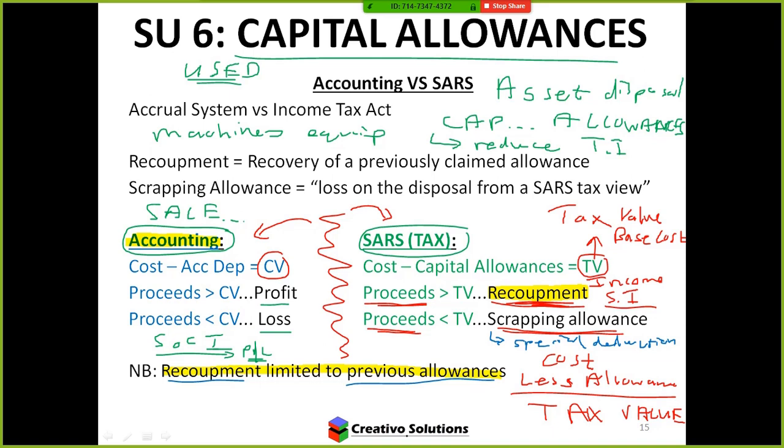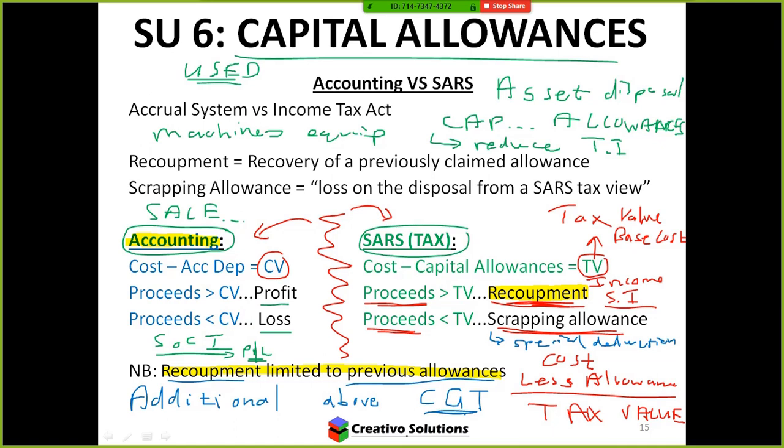Why don't they include more of it? Well, the additional would be what? Any idea? No idea. Okay, the additional above the capital allowance would be a capital gain, CGT, and that's the next chapter. So SARS will only allow for a recoupment up until the amount that was given as allowance. Anything that's above that would be viewed as a capital gain, and that'll be covered in the next unit, study unit 7. That's why you need to know when everything applies.